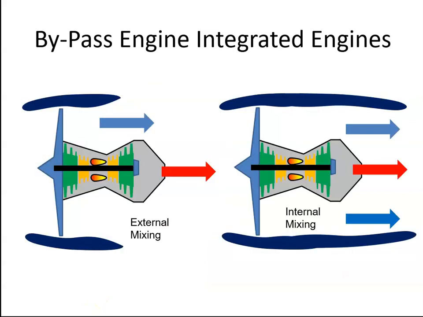Finally then, if we talk about bypass engines. With a bypass engine, we have slower moving bypass air and faster moving core air, and they can mix, and they can either mix outside the duct or inside the duct. This is called external mixing, and this is internal mixing.